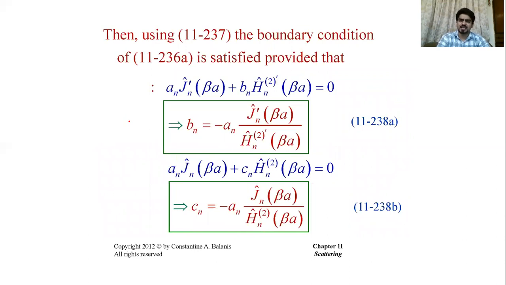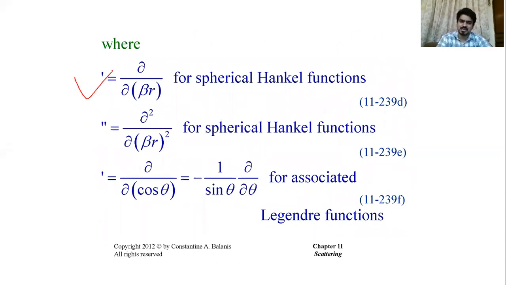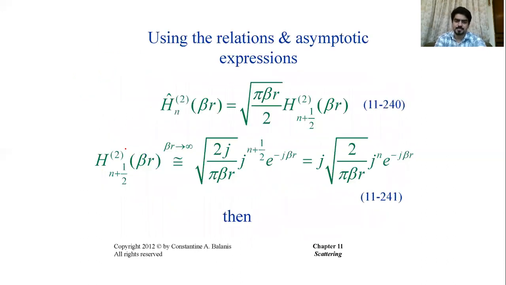So when you apply those boundary conditions, you will be able to get those Bn and Cn. When we substitute that back into the expression, this will be your expression for the scattered E field, Er, E theta and E phi. And again, these are the definitions of those primes, differentiations.